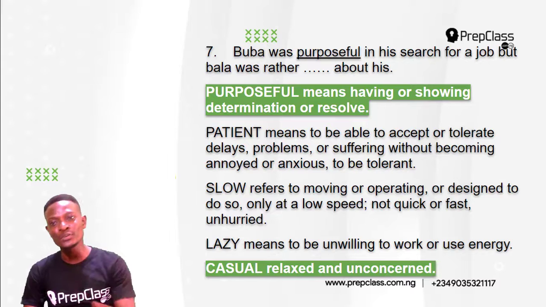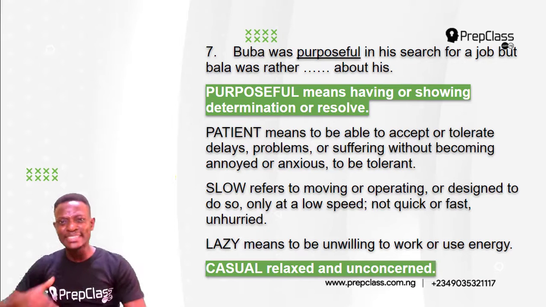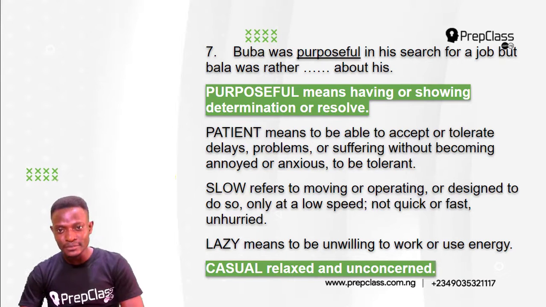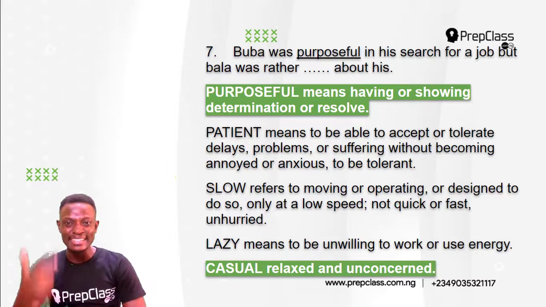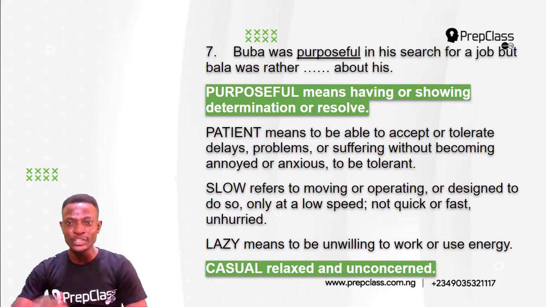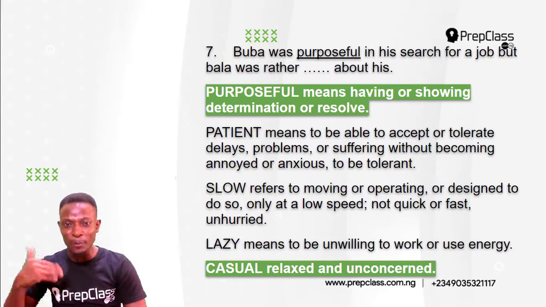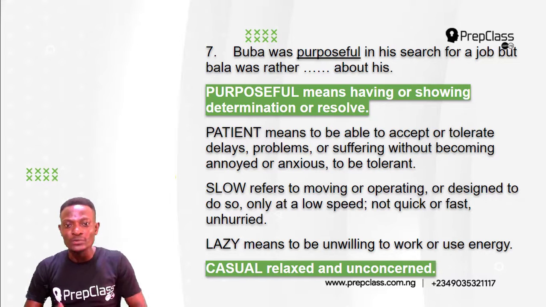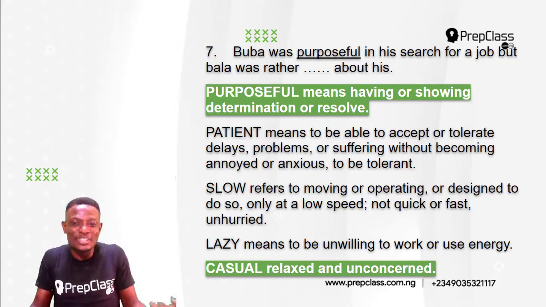Bala was purposeful in his search for a job. Bala was determined. He was resolved. Bala had his heart set that he wouldn't stop searching for a job until he got a job. He was purposeful. But Bala was rather casual. He was relaxed, unconcerned.